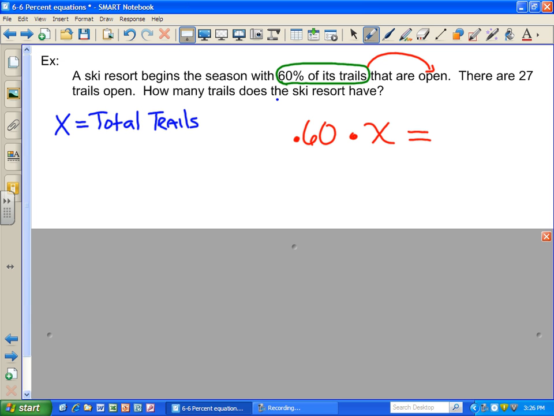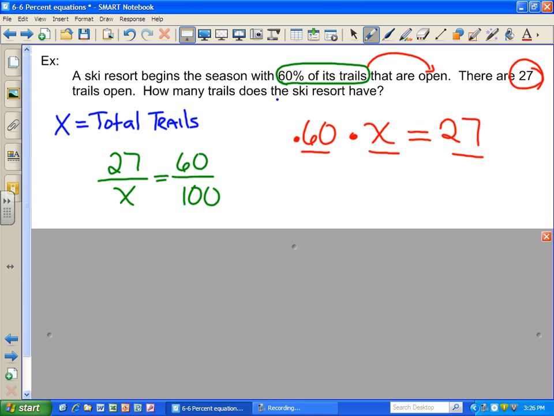Are open. Well, how many trails are open? There's 27 that are open. So there is your equation. 60% of your total is your part. And then just to show it using our proportion, 60% out of 100, 60% is talking about the trails that are open, which we know is 27. So then you can say 60% of what is 27, which is exactly how we have it written.